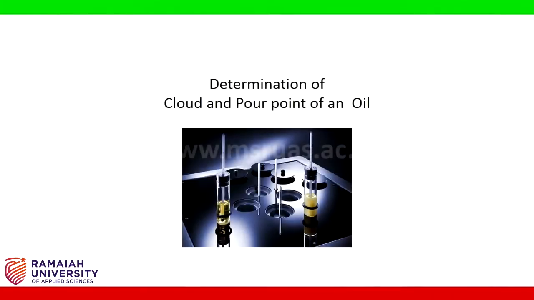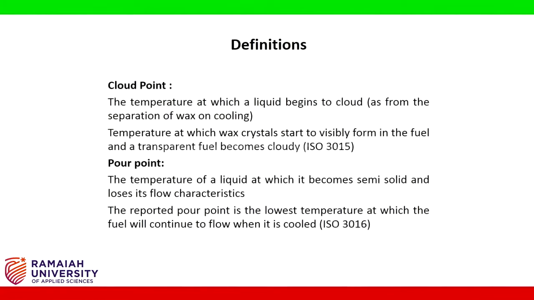Hi students, let us discuss determination of cloud and pour point of an oil. Cloud point, the temperature at which a liquid begins to cloud as from the separation of wax on cooling. Temperature at which wax crystals start to visibly form in the fuel and a transparent fuel becomes cloudy. ISO 3015. Pour point, the temperature of a liquid at which it becomes semi-solid and loses its flow characteristics.